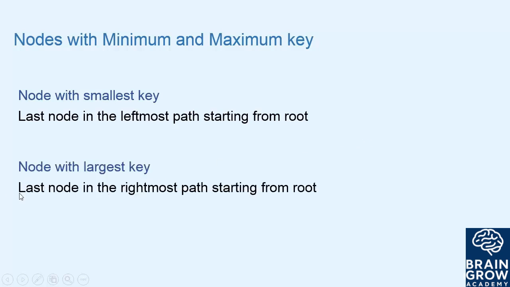Now node with largest key is the last node in the rightmost path starting from the root node. So for finding this node, we'll start from the root node. We'll keep on moving right till we find a node that has no right child, and that node will have the largest key. Now let's take some examples.